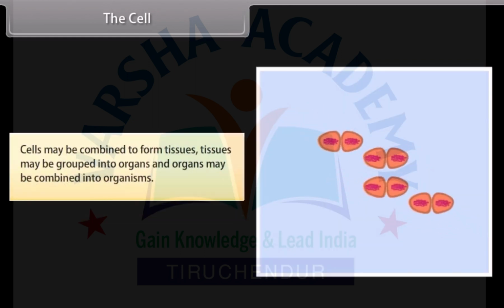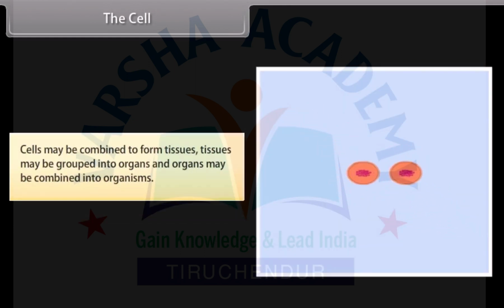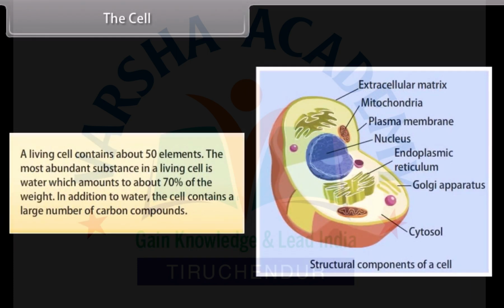Cells may be combined to form tissues. Tissues may be grouped into organs, and organs may be combined into organisms. A living cell contains about 50 elements. The most abundant substance in a living cell is water, which amounts to about 70% of the weight. In addition to water, the cell contains a large number of carbon compounds.